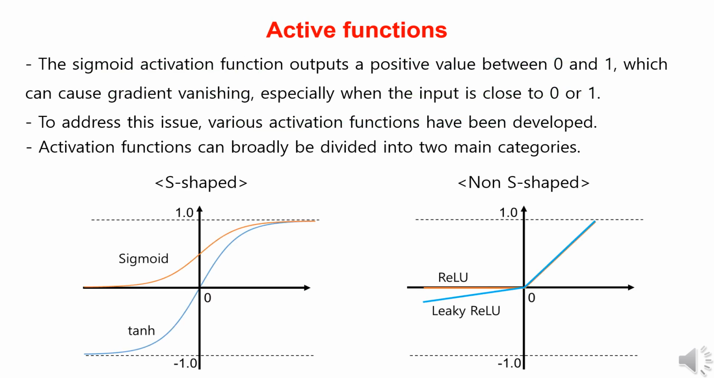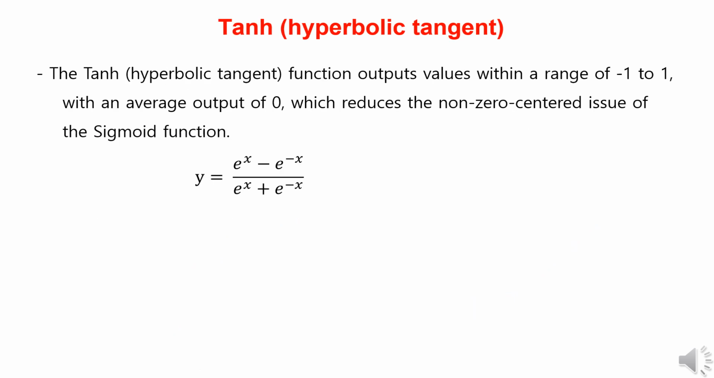Activation functions can be broadly divided into two main categories: S-shaped functions and non-S-shaped functions. S-shaped functions include the sigmoid and tanh functions, while non-S-shaped functions include ReLU and Leaky ReLU. Of course, there are many other activation functions, but in this video, we'll focus on three: Tanh, ReLU, and Leaky ReLU. Let's first take a look at the Tanh function.